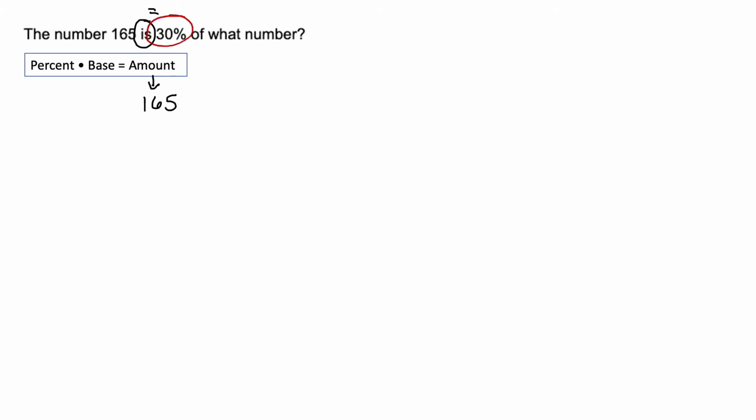30% is the percent because there's a percent symbol next to that number. And then of means multiply. What number is our unknown? So we can write base because we don't know that. And it equals 165. Now, before we solve this problem, notice that we have a percent in our problem. Whenever you have a percent in a math formula, you need to first convert it to a decimal before you start solving.